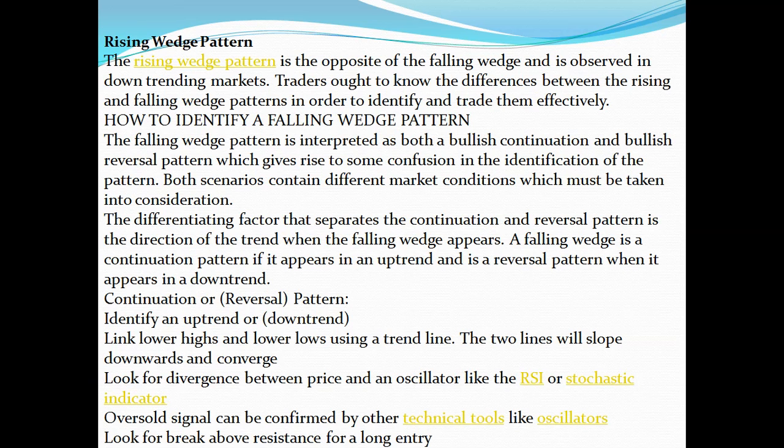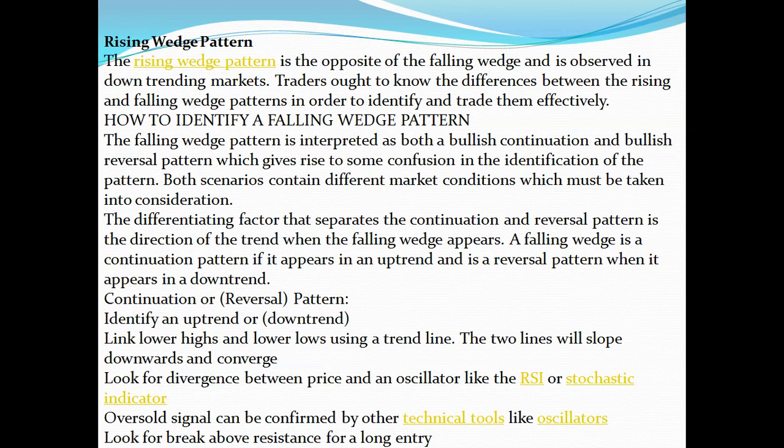Rising wedge pattern. The rising wedge pattern is opposite of falling wedge pattern, is observed downtrending market. We already seen. The trader ought to difference between rising wedge and falling wedge pattern in order to identify and trade them effectively. Now we go how we can identify falling wedge pattern. The falling wedge pattern is interpreted as both bullish continuation and bullish reversal, which give us rise to some confusion in the identification of pattern.